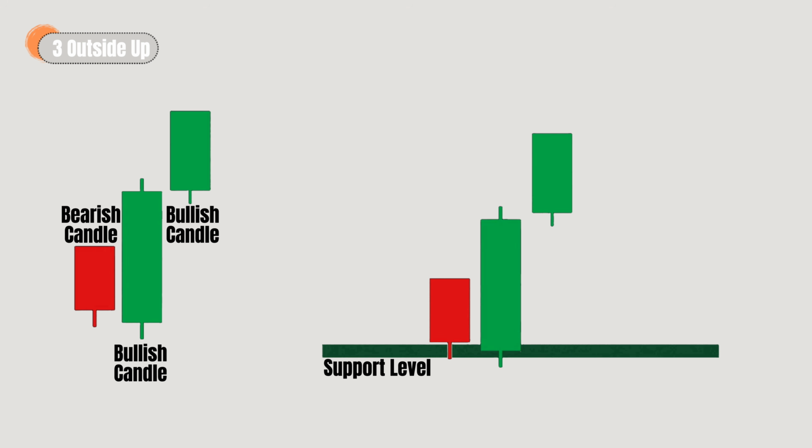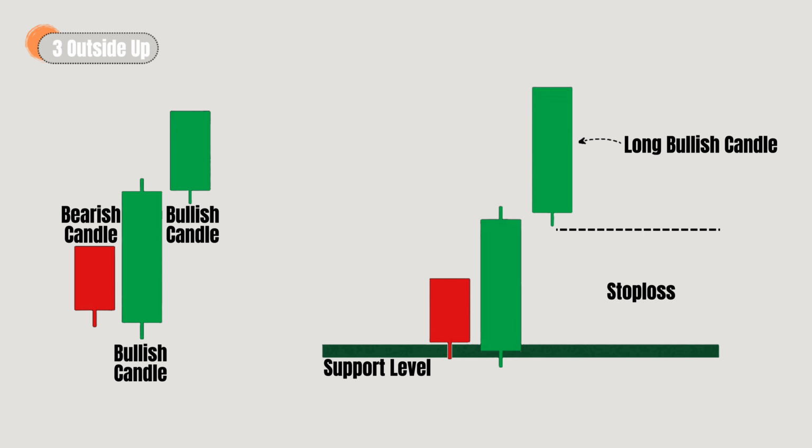If the size of the third candle is similar to a normal green candle, you can place a stop loss below the support level. However, if the third candle is a strong, large bullish candle, you can place a stop loss slightly below the low of this candle and plan a long trade entry. Let's now understand the 3 outside down pattern.